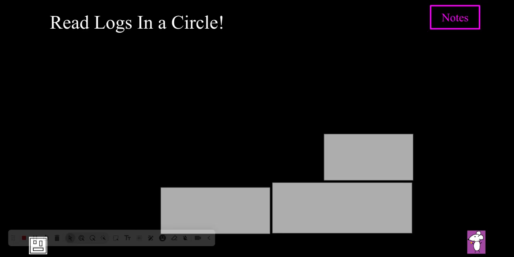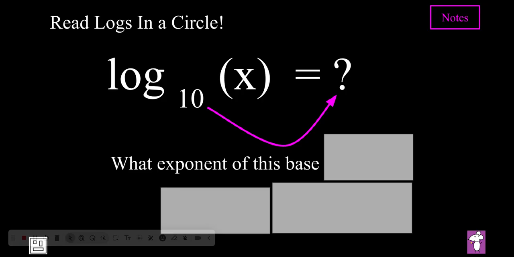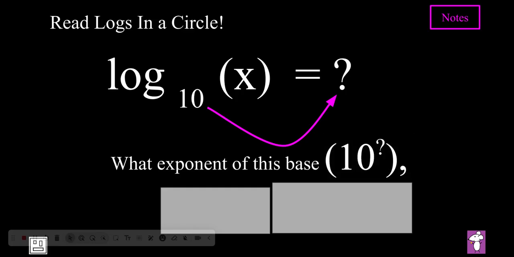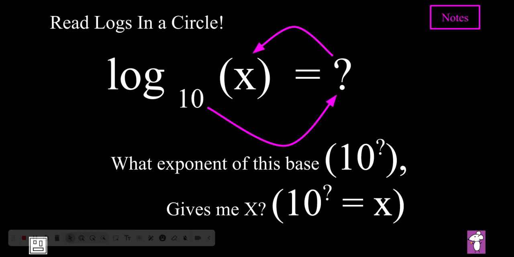Now, I want you to read it like a circle. Here's my log. You look at that first number, the 10. Sometimes the 10 isn't going to be written. The 10 is known as the base, and it's the base of the exponent: 10 raised to some power. Then you go to the x, and that's the circle. That will give me x. So, 10 raised to what power gives you x? That's how you should read a log, or how you should understand them as they're written.